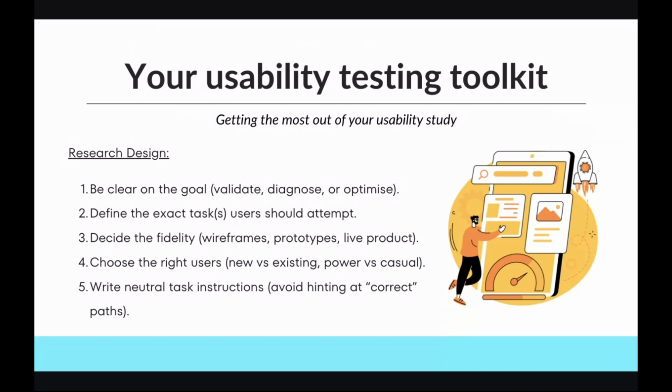And finally, it is super important to write down neutral task instructions. You don't want to hint at the "correct" path. You want to see what users naturally do and what comes instinctively to them. All of this rolls up into insights that teams can use to make confident, evidence-backed decisions.